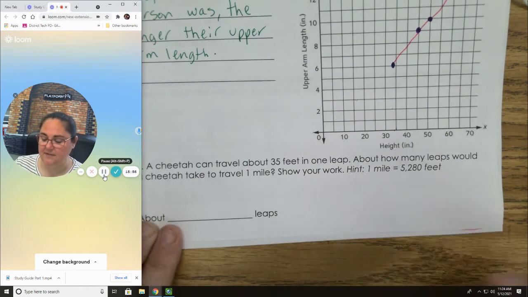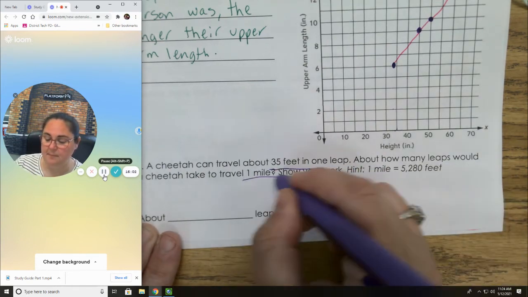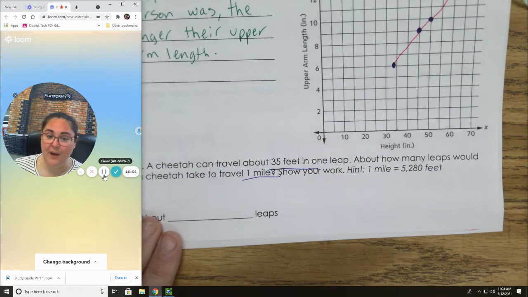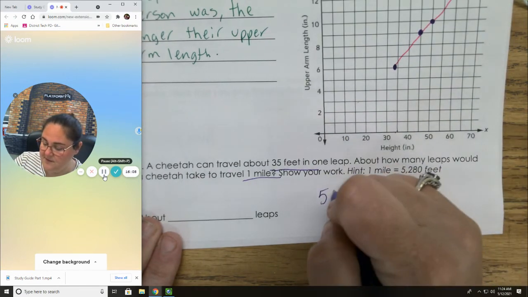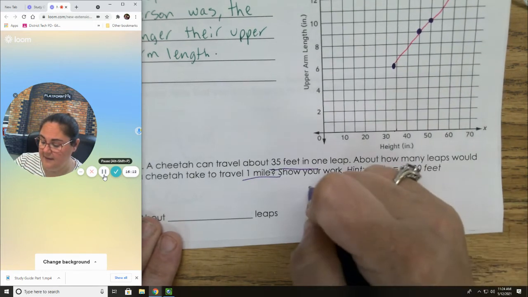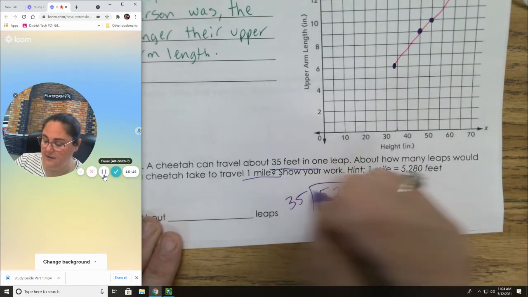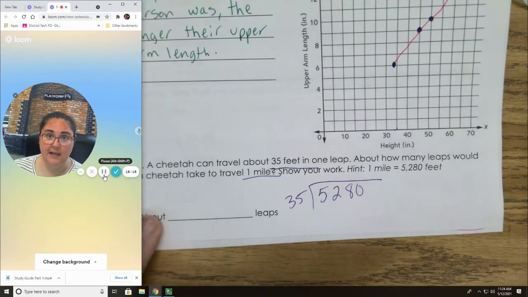This one I'm going to divide. 35 feet in one leap. They need to travel 1 mile. So I need to take my number of feet per mile, 5,280, and I'm going to divide by 35. What is 5,280 divided by 35?